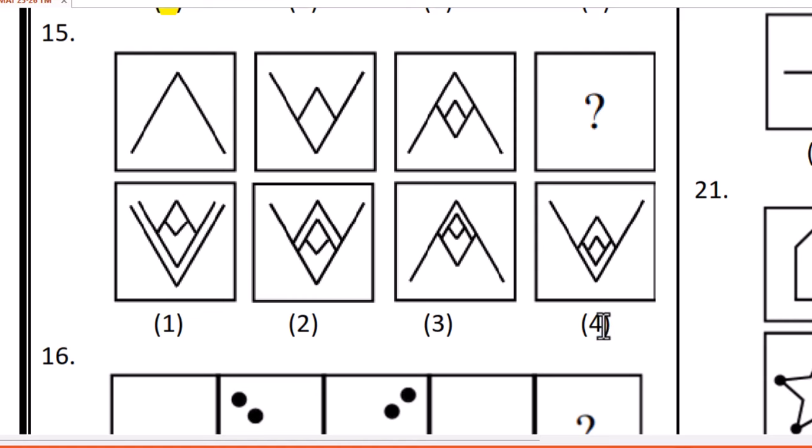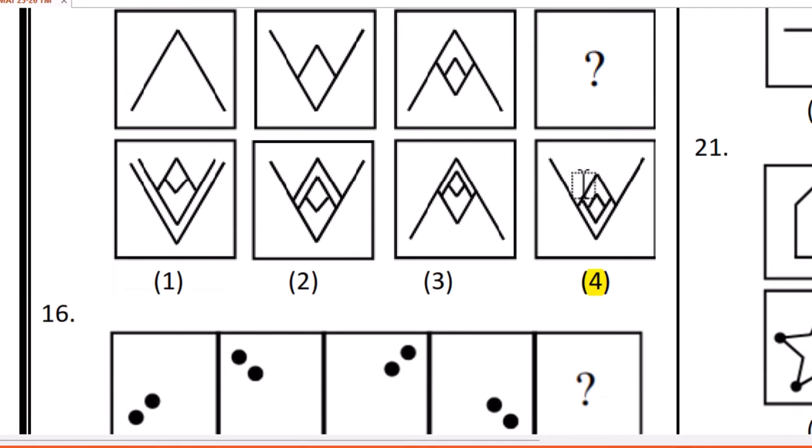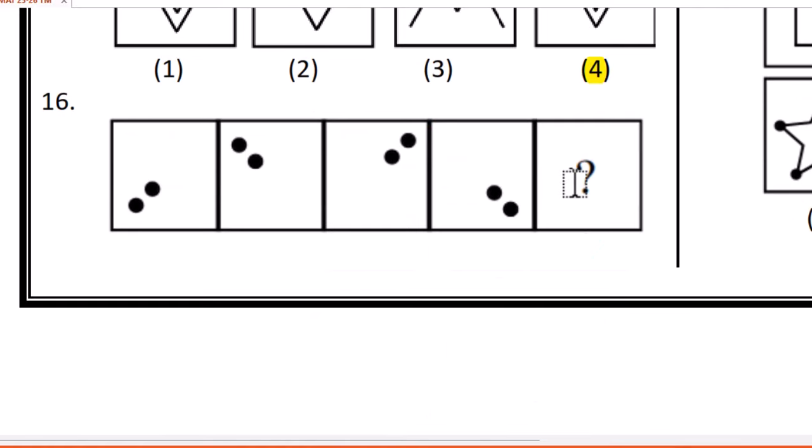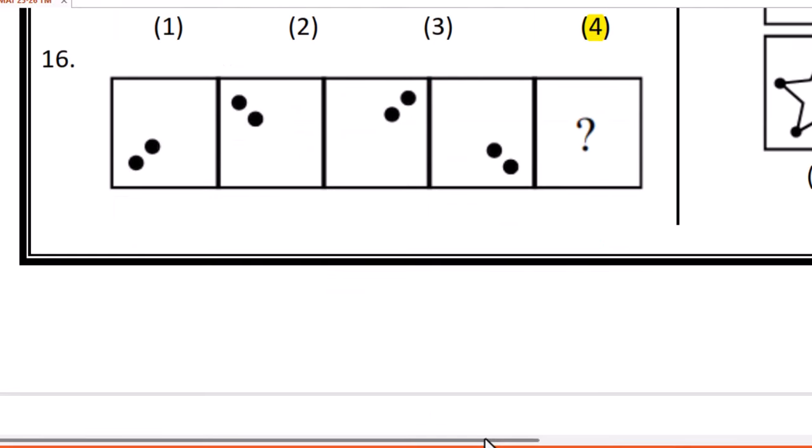Question 15. Correct answer: 4. Explanation. This is an analogy problem where the transformation is a vertical reflection, flipping upside down. Figure 2 is the vertical reflection of Figure 1. Applying the same transformation to Figure 3 gives you Figure 4.